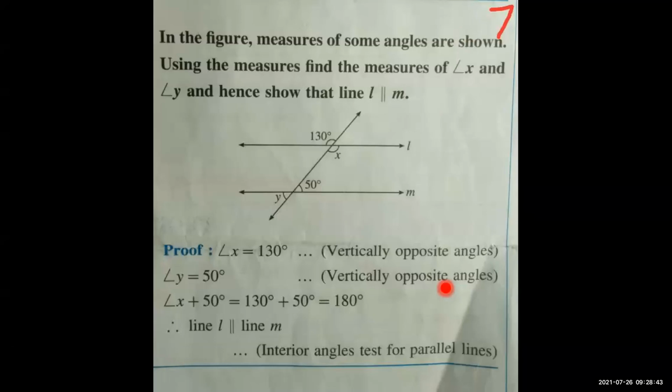Angle Y is the vertically opposite angle to the given measurement. The angle of 50 degrees is mentioned in the diagram. As angle Y is vertically opposite to that angle, angle Y will also be 50 degrees.